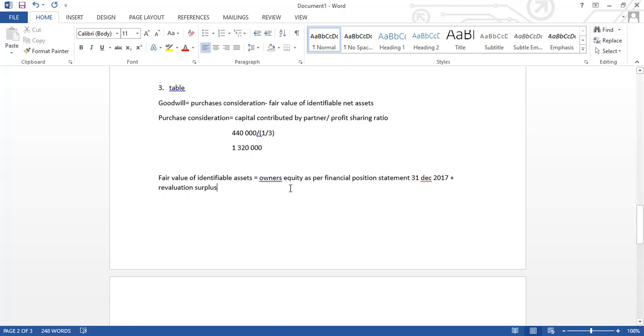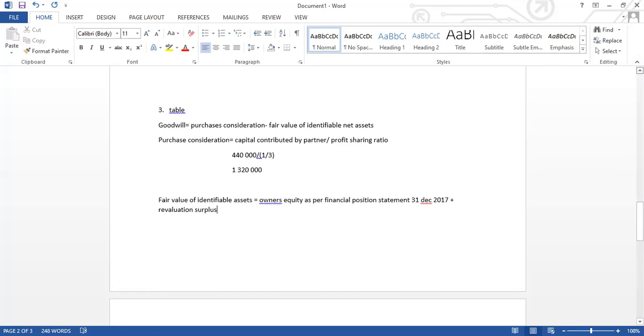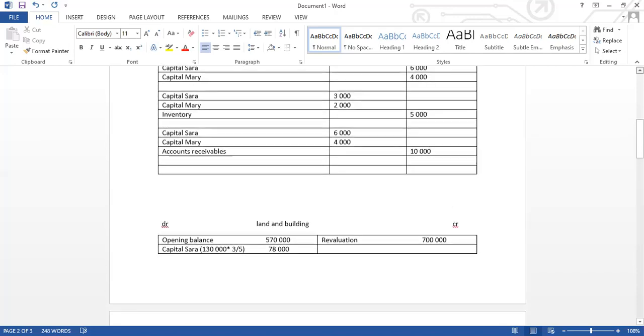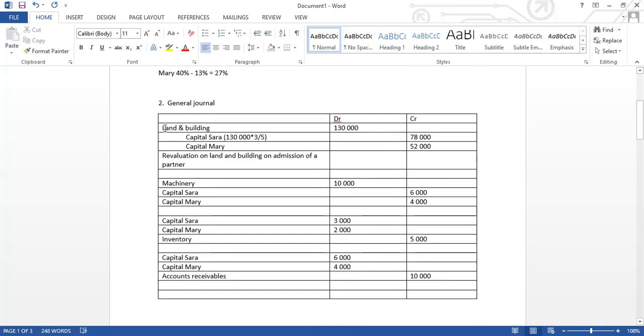Now we said, where do we get the revaluation surplus? If we go back to our general journal that we did previously, we have our recordings of our revaluations. Land has increased in value, so it's kind of like a profit to us. It's a good thing to the business. So it increased in value with 130,000. Also, machinery increased in value with 10,000.